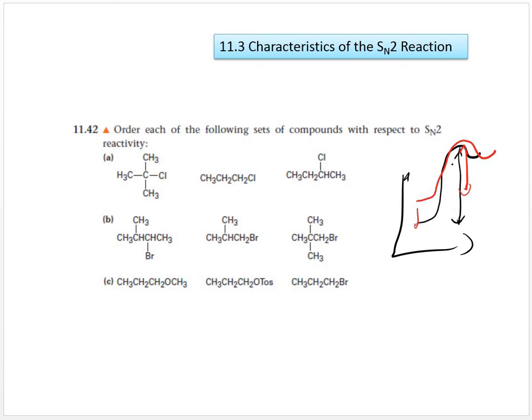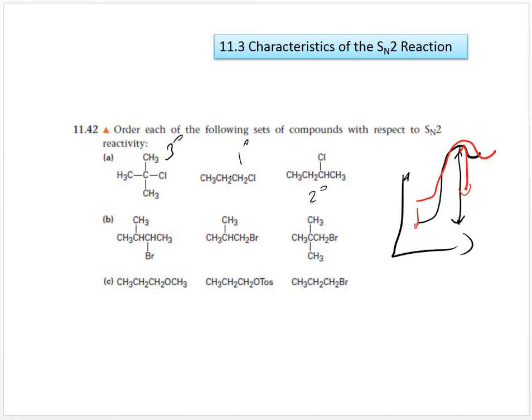Okay, let's look at this question. Order each of the following sets of compounds with respect to SN2 reactivity. We have here 3 substrates. This is a tertiary halide, this is a primary halide, this is a secondary halide. All have the same leaving group, so substrate bulkiness or steric factors will be important.